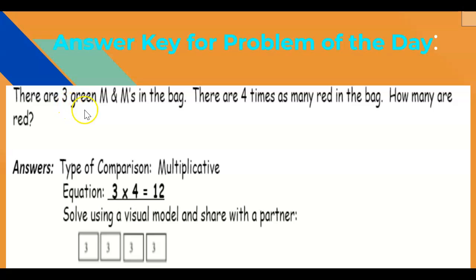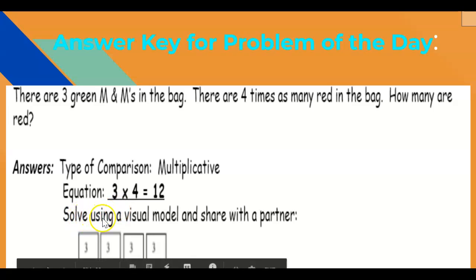So again, there are 3 green M&Ms in the bag. There are 4 times as many red in the bag. How many are red? So if you answered multiplicative comparison, you would be correct. And the clue here is going to be times as many. Our equation: 3 green times 4. 3 times 4, and our answer there is going to be 12.